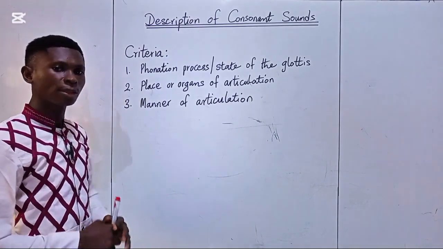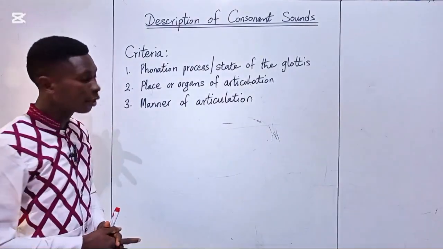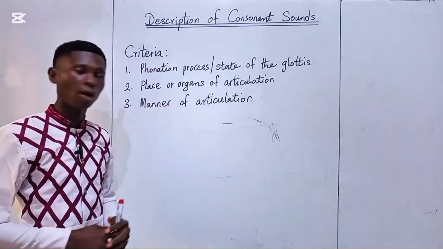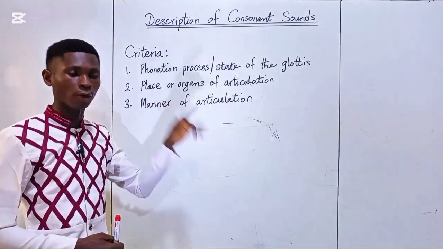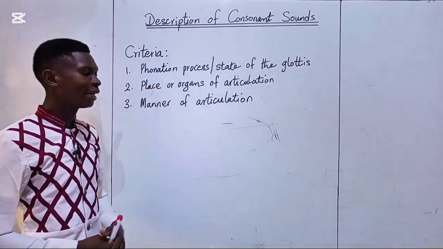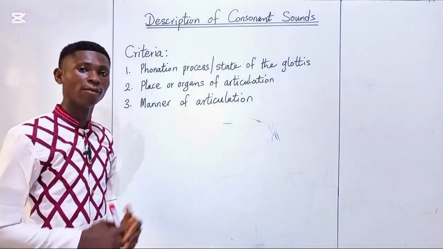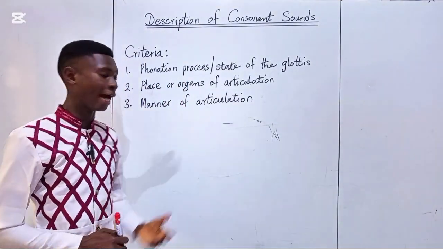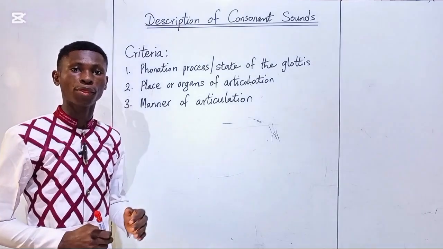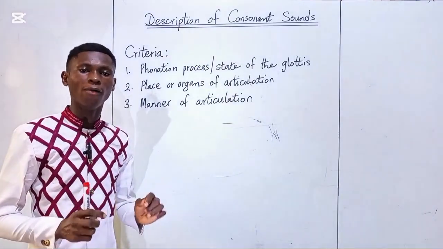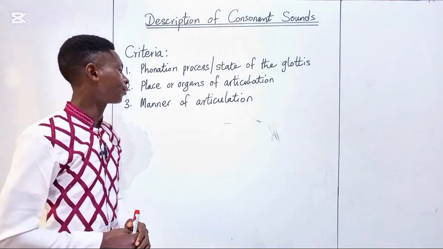But note that to describe any consonant sound, attention must be paid to, one, the phonation process or state of the glottis, that is whether the sound is voiced or voiceless. Then the place or organs of articulation, that is the parts in the mouth involved in the articulation of the sound, and of course the manner of articulation, which has to do with the behavior of the organs involved in the articulation of that sound.